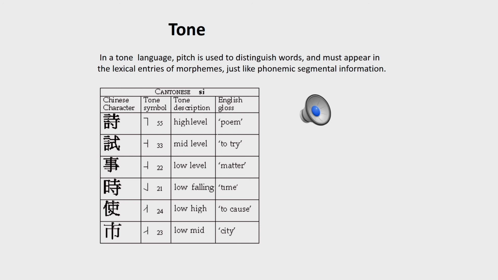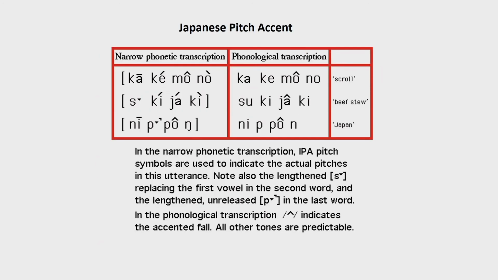So that was a Cantonese tone, on ma. And now talking about Japanese pitch accent again, we see 3 Japanese words here meaning 3 different things: scroll, beef stew, and Japan. And then we can see that in the third mora we have pitch accent.